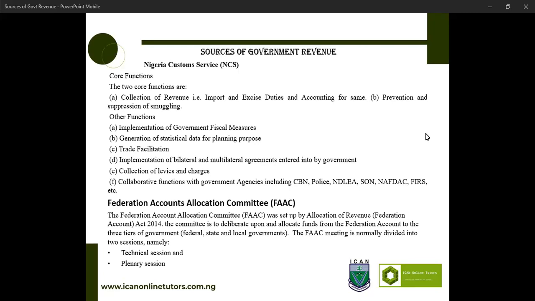We have the SON, Standard Organization of Nigeria, which are in charge of confirming the authenticity and the standard of goods that will be imported or exported. We have the NAFDAC, National Agency for Food and Drugs Administration Commission. So they are in charge of the food and drugs to ensure that all products were being registered and have been approved by the NAFDAC.